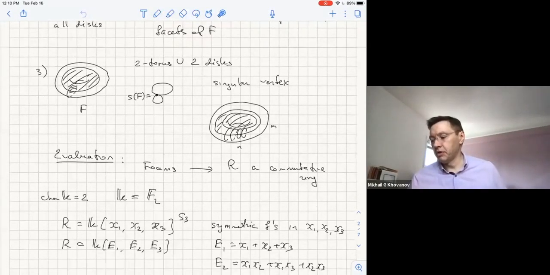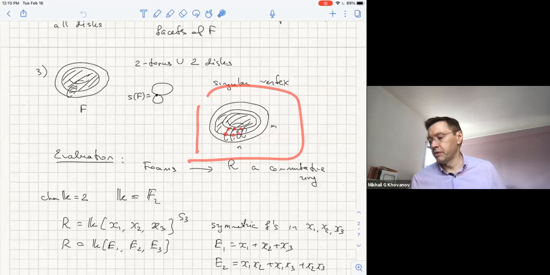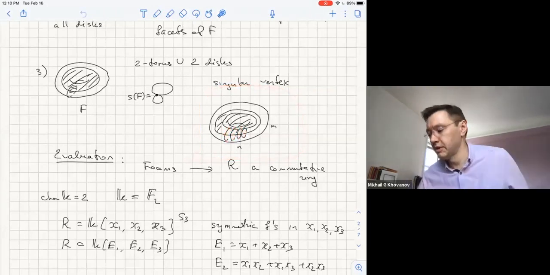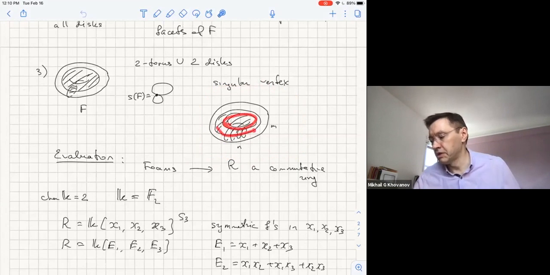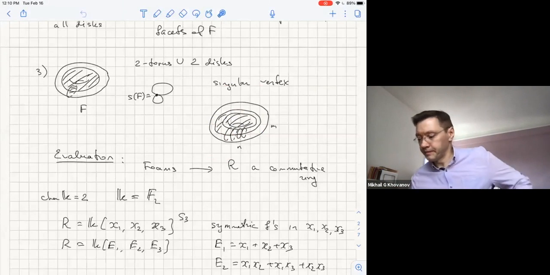And this is just an example where you can have many singular vertices by putting m parallel disks on one side of the 2-torus and m parallel disks on the other side of the 2-torus. And it could be very complicated, of course.